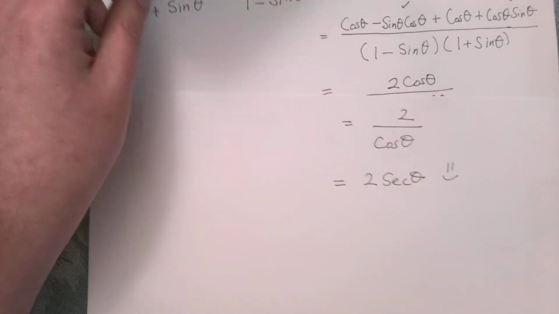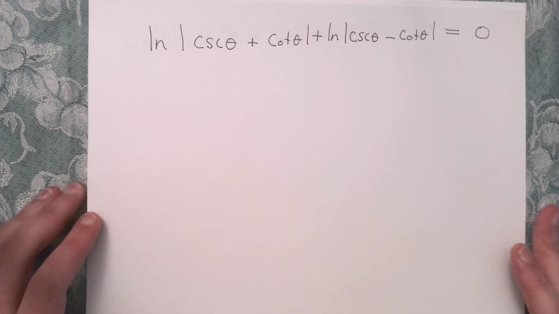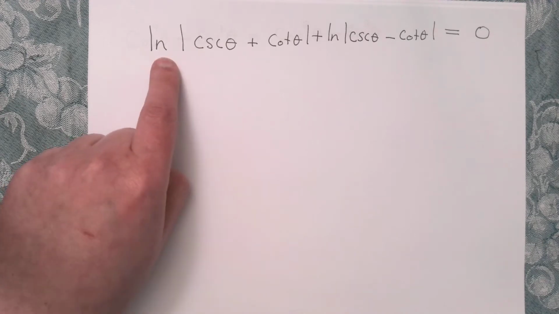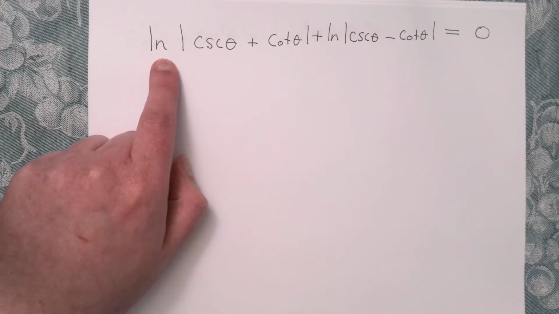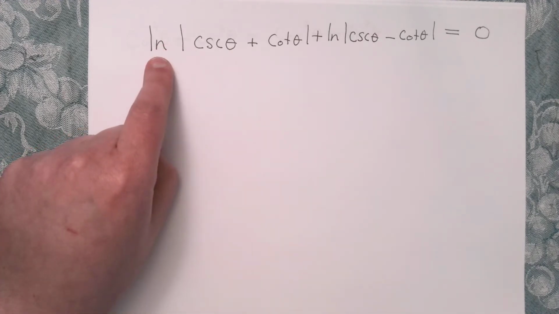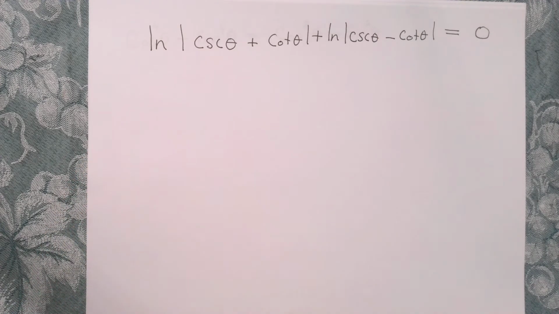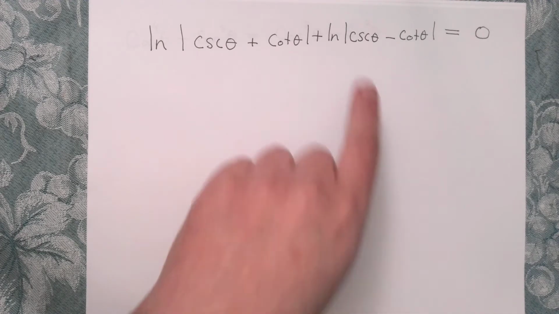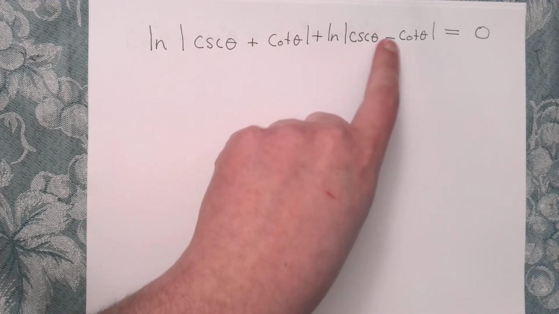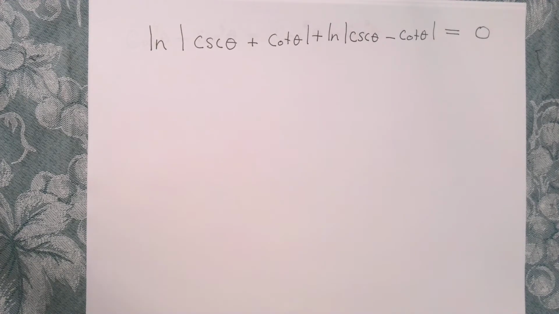Okay, so let's venture on. What's next up? Okay, so we have a statement involving logarithms. So we've got the natural log. Remember what that means? It's a logarithm in base e, or Euler's number base e. So we've got the natural log of the absolute value of cosecant of theta plus cotangent of theta plus the natural log of the absolute value of cosecant of theta minus cotangent of theta. And we want to show that this is equal to 0.